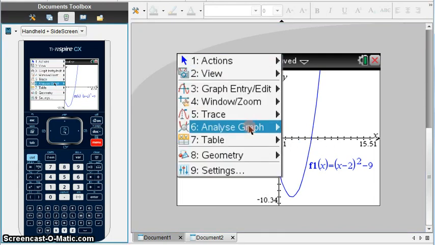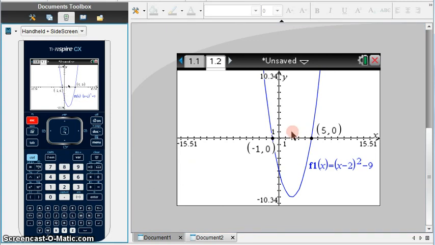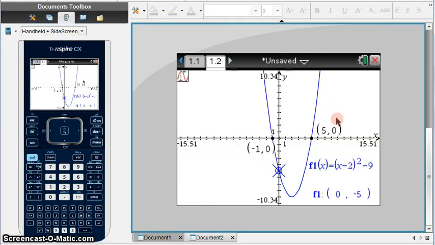We'll do it again to get the other one. Yep, looks like it's 5. No worries there. For the y-intercept, what we're going to do is trace the graph and find the value of the graph when x is 0. So we'll go to Menu, we're going to trace the graph, and I'm just going to type in 0 to say when x is 0, give me the value of the function, and yeah, it gave it to me right here. 0, -5. So that's our y-intercept.